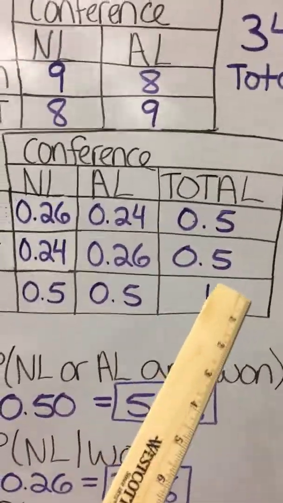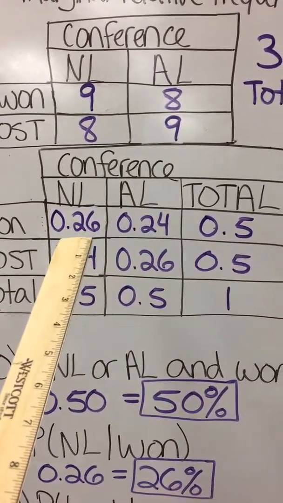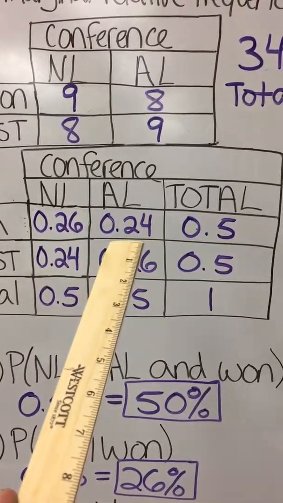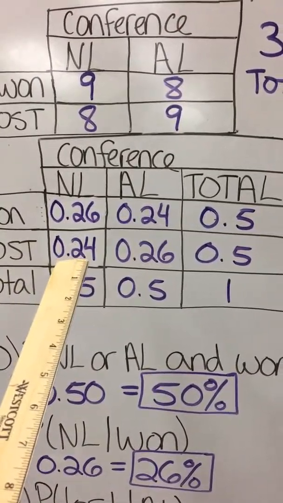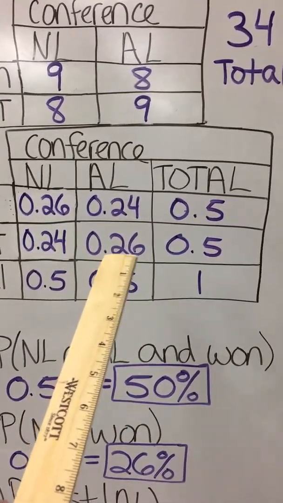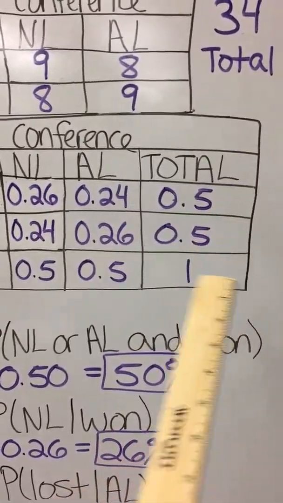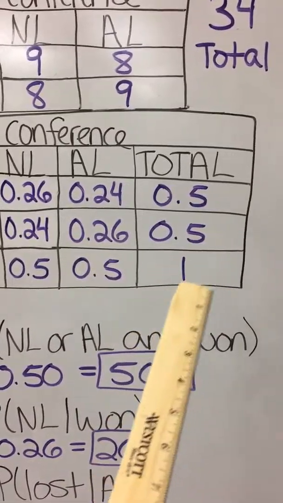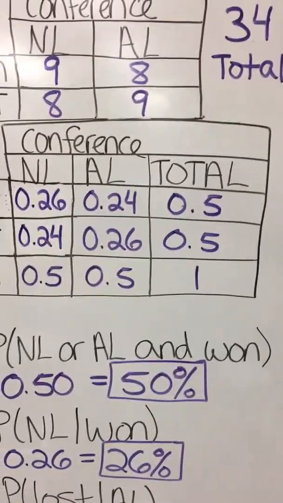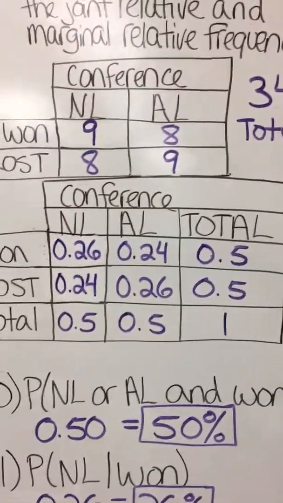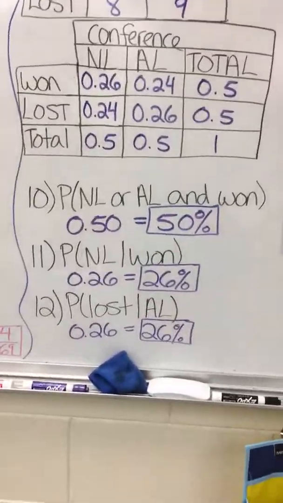The last row we deal with is just the totals, so we add from left to right. 0.26 plus 0.24 equals 0.5. Next row, 0.24 plus 0.26 is also 0.5. Remember, whether you're adding top to bottom or left to right, this final answer should always be 1. If it's anything other than 1, you did something wrong. Okay, so that's our frequency table. Now we're going to take that frequency table and do these last 3 problems.